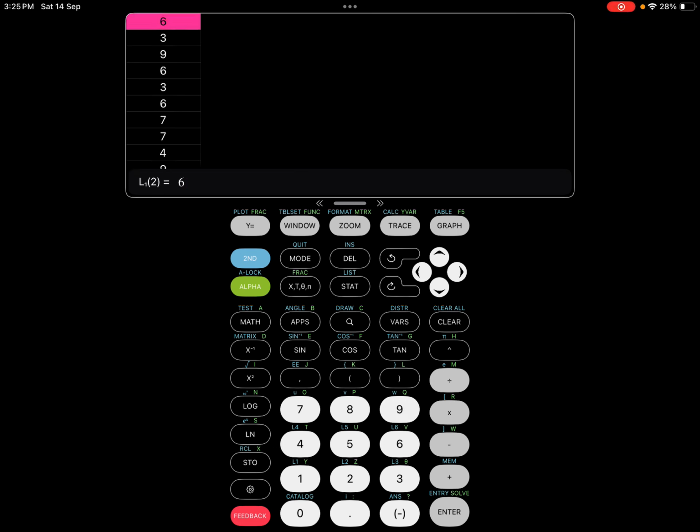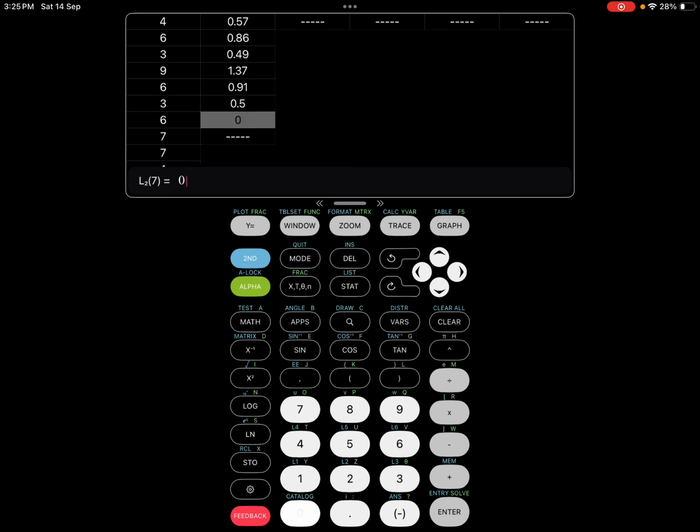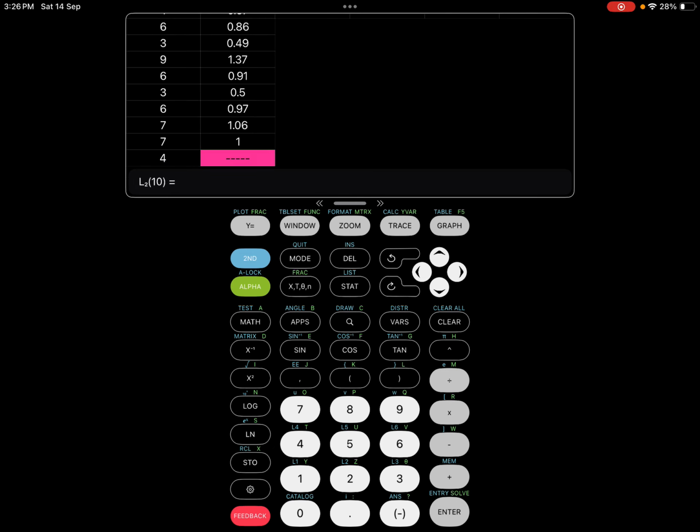And let's go up again. So let's put in the rest of the values as well, which is the feed. Okay, 0.57, 0.86, 0.49, 1.37, 0.91, 0.5, 0.97, then 1.06, the next one is 1, 0.68, 1.34, and 0.94. Okay, so basically we're done.